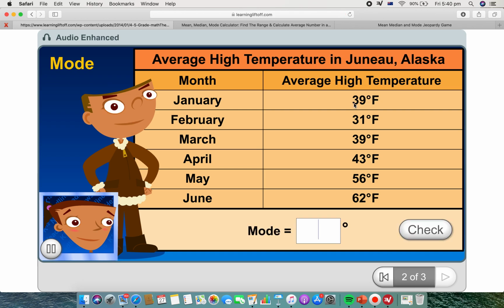So if you look here, guys, you can see that 39 repeats itself twice. So let's try and type in 39. Excellent! There you go. In this data set, 39 occurs more often than any of the other temperatures. So the mode is 39 degrees. Thank you, Alex. The mode makes sense to me now. My pleasure.